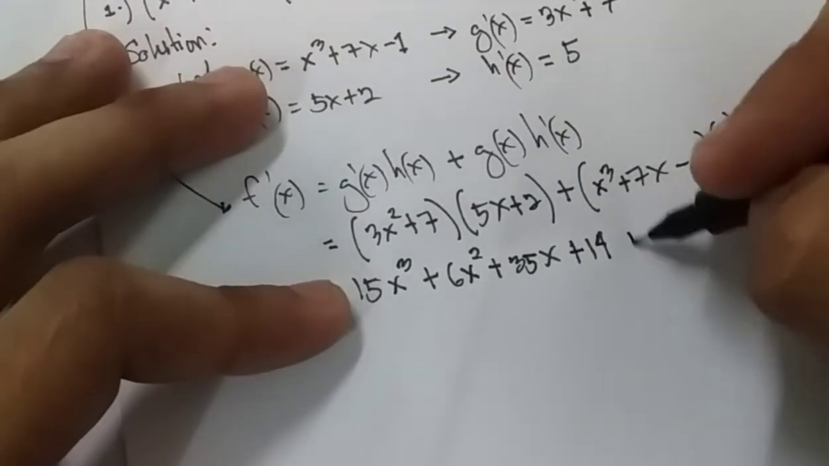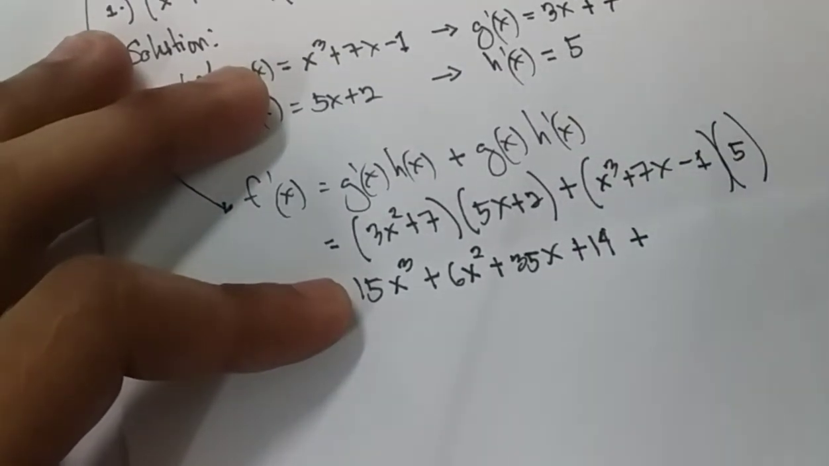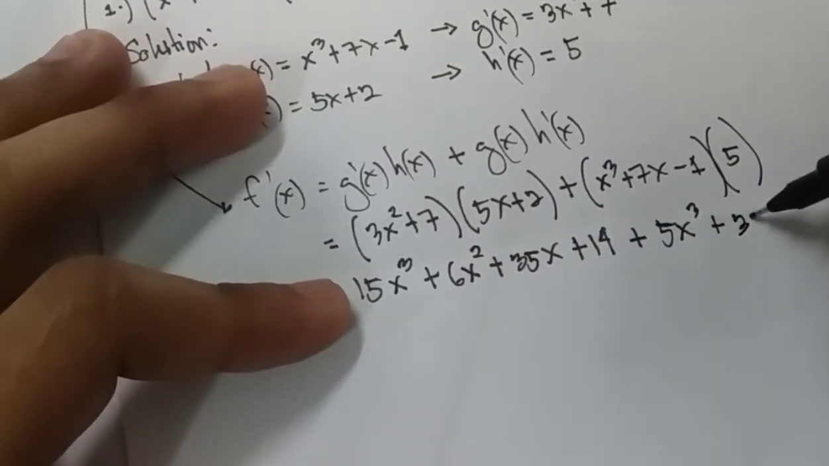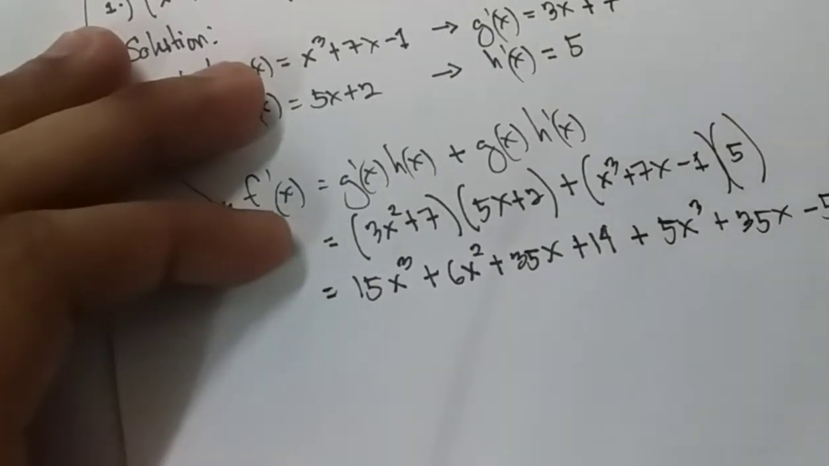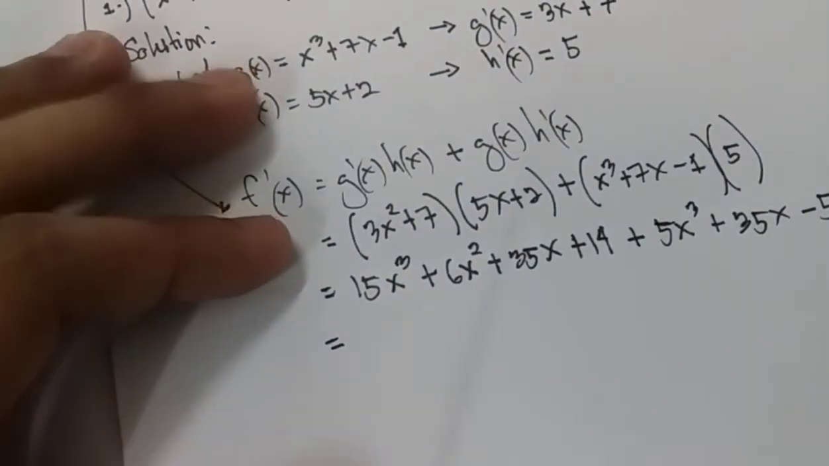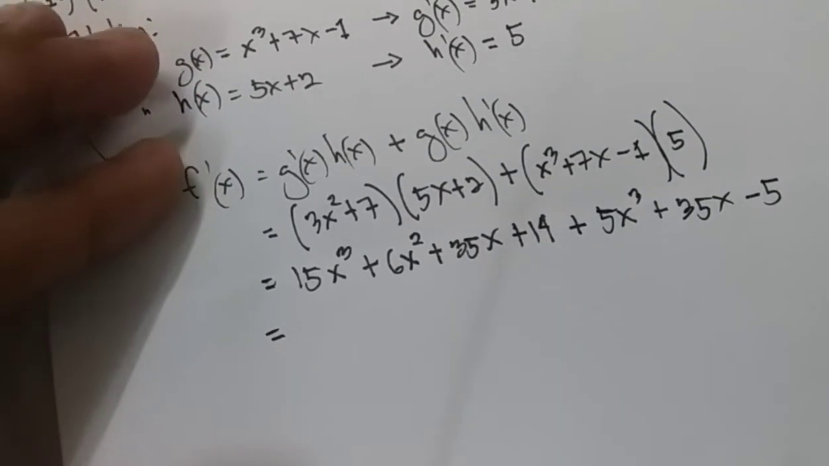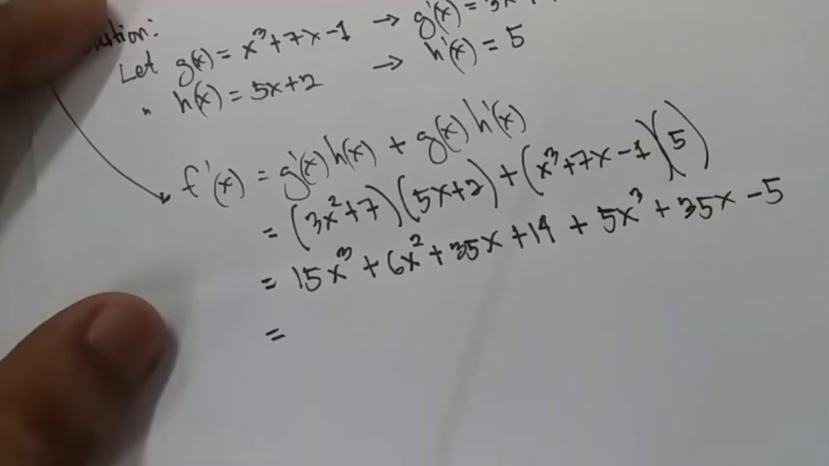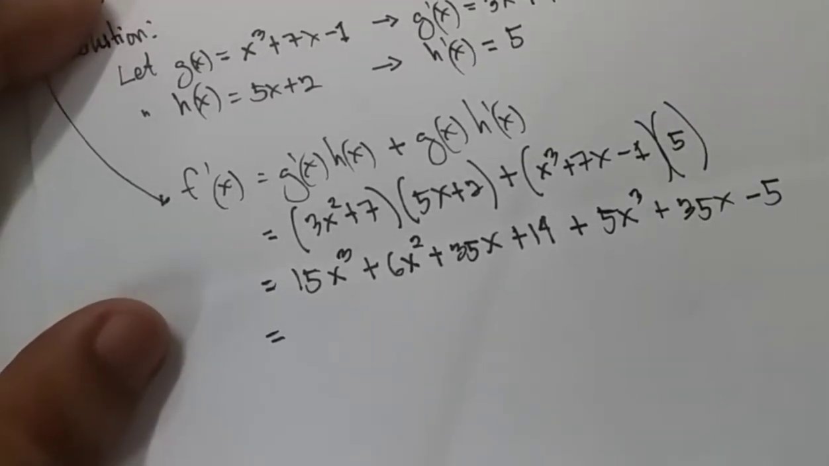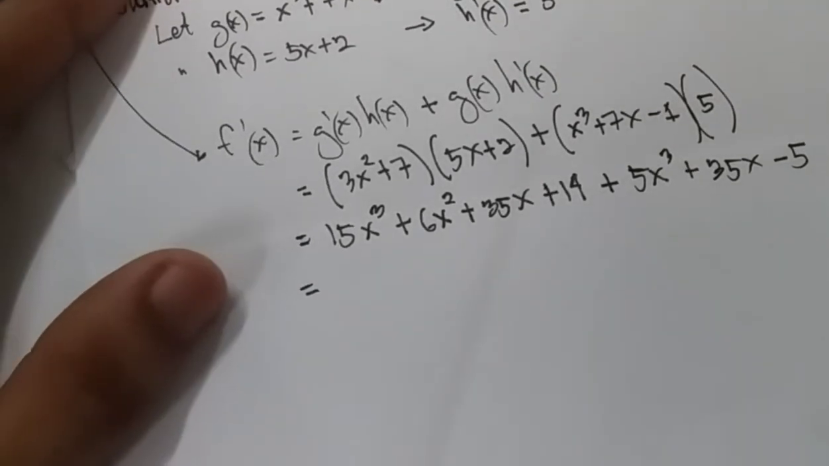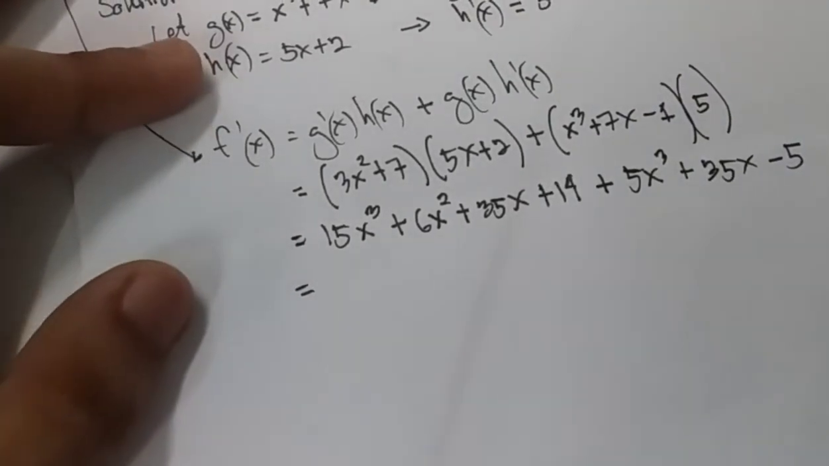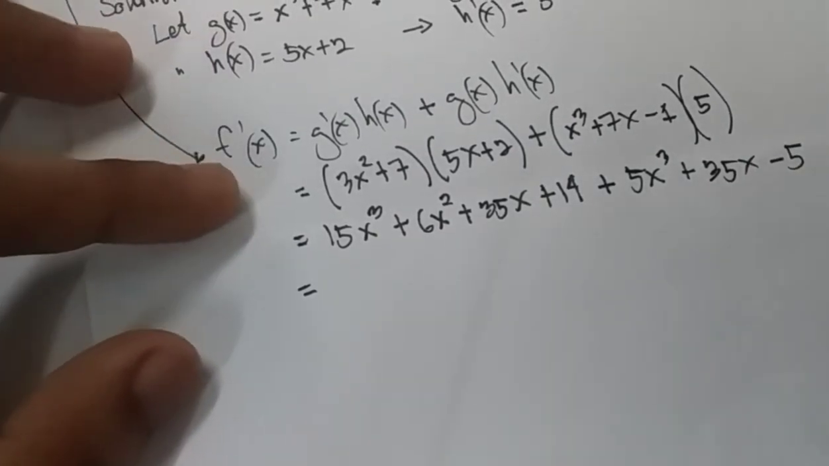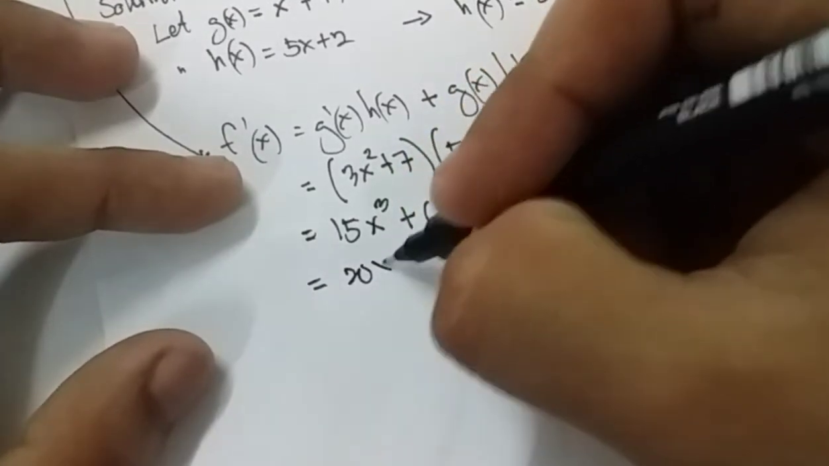Next, for the second term here, we can distribute 5. So 5x cubed plus 35x minus 5. Okay, so now we're done distributing or simplifying each term. So we look for the same terms. We have x cubed here, we have x cubed. We have 15x cubed and 5x cubed. We can add that one, so that is 20x cubed.